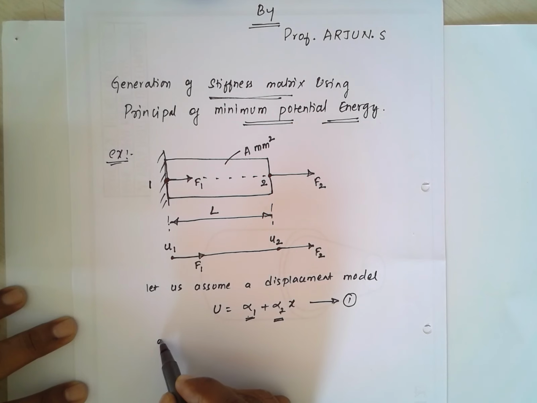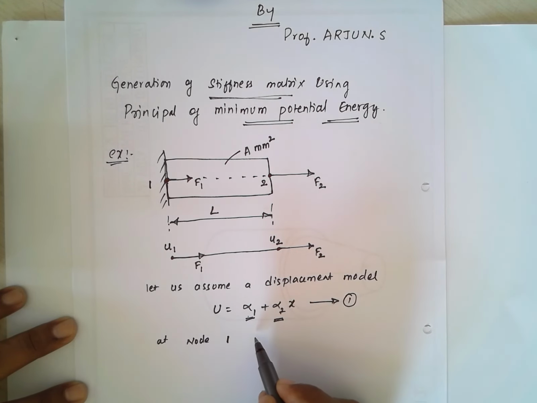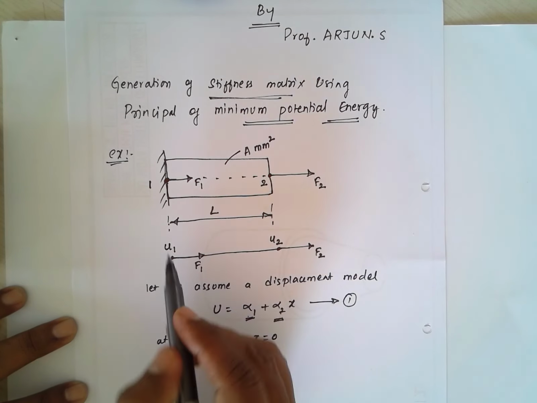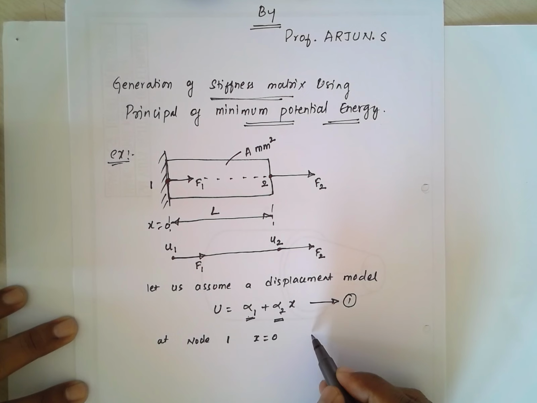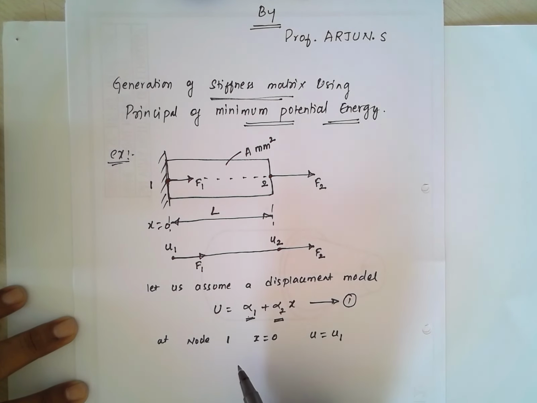And with respect to this, now we will try to apply the boundary condition. Say if we consider at node 1, when x is equals to 0, value of u will become u1, and now if you substitute this value into the u equation, this equation will become u1 is equals to alpha 1 plus alpha 2 into 0, which implies that generalized coordinate alpha 1 is equals to u1.